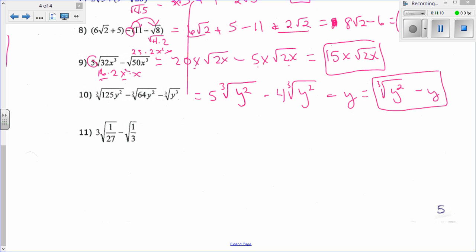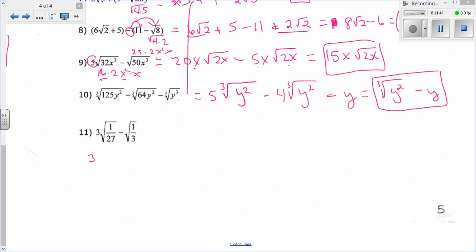Okay, for number 11, I have the cube root of 1/27 minus the square root of 1/3. Because I have fractions, I have to clean this up. Even though they're not like terms right now, we still have to simplify. So this will become 3, oh sorry, that's not a cube root, my mistake. That's just 3 times the square root of 1/27.